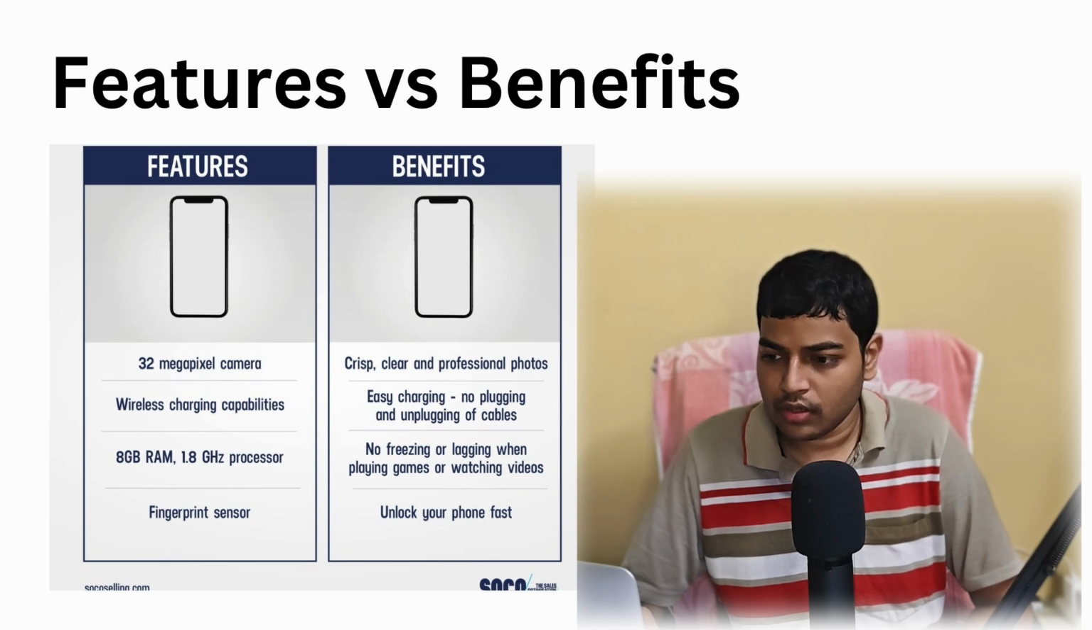Let's take a look at this image. The features and benefits. Features: 32 megapixel camera. Benefit: crisp, clear, and professional photos. Feature: wireless charging capabilities. Benefits: easy charging, no plugging and unplugging of cables.